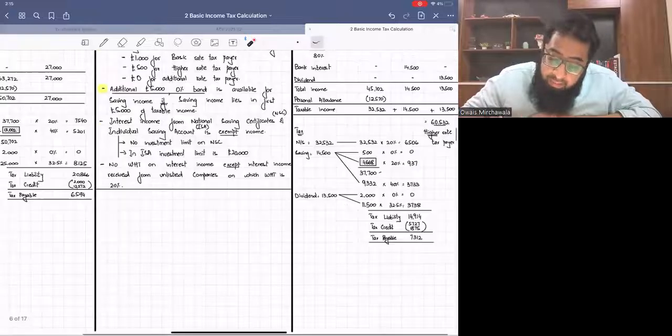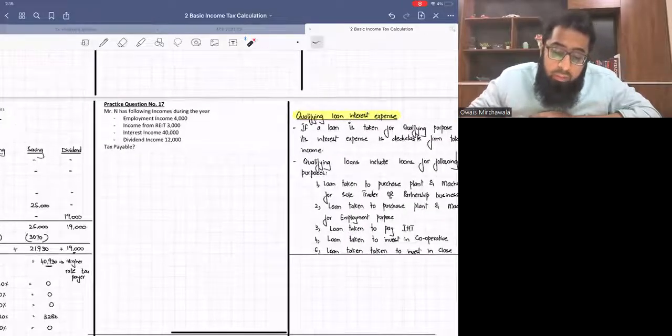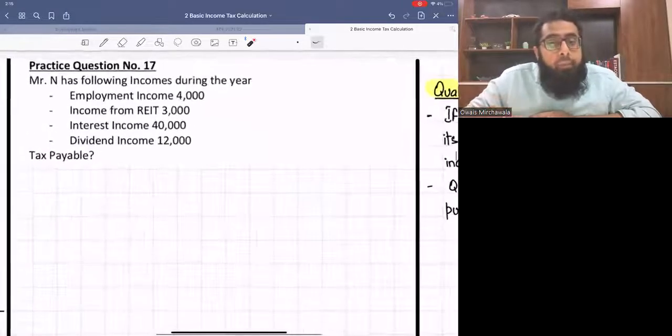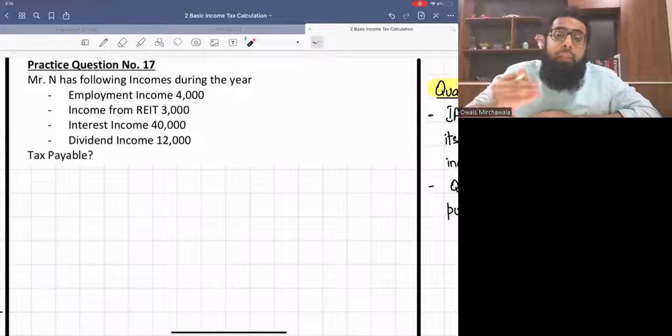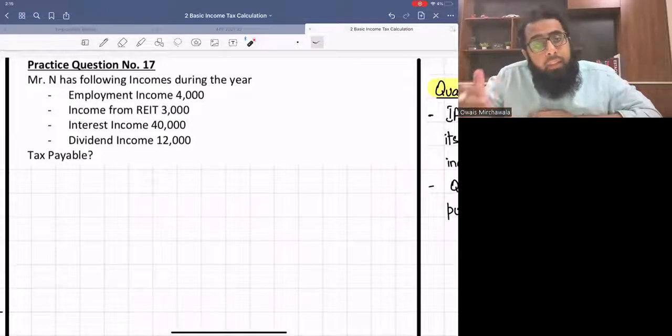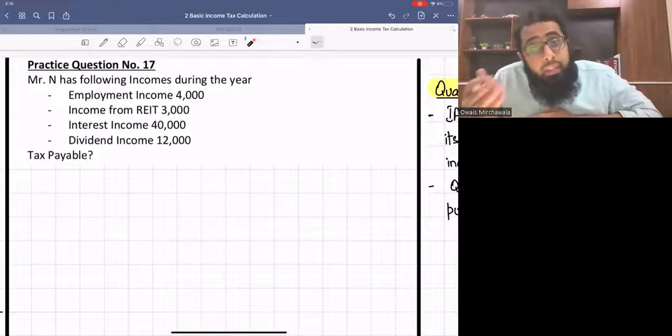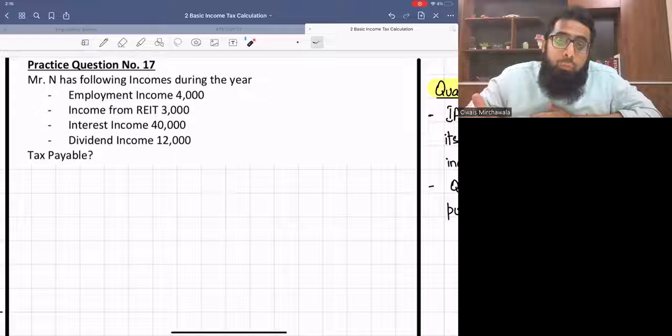Let's look at one last practice question, which is question number 17. Then we'll sum up today's class, and in the next class we'll move towards the new issue. Okay, let's look at it.